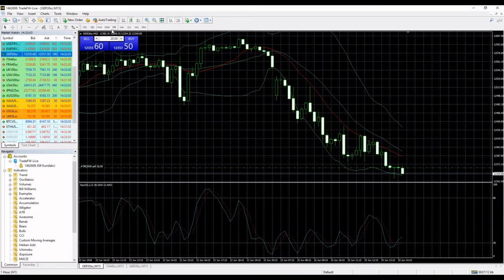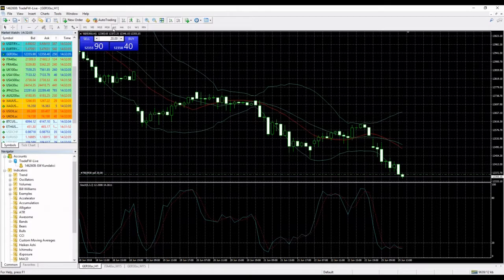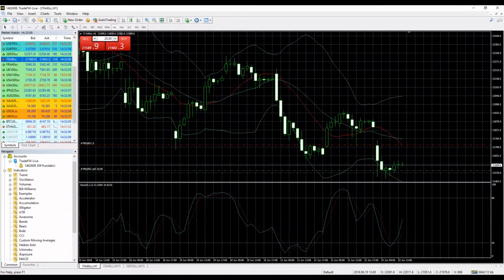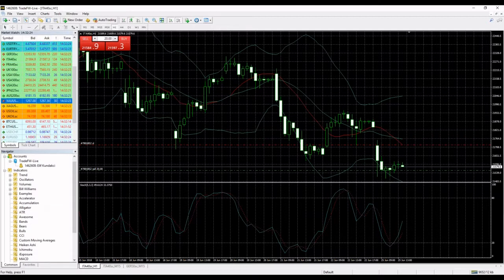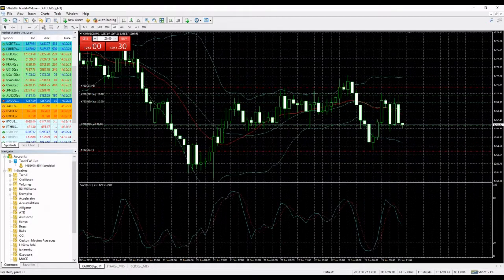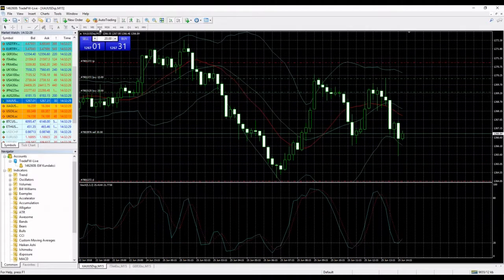Let's see here on Italy 40. What's going on in Italy 40? Italy 40 is not moving today. It's really not moving. We have a sell position on Italy 40, but nothing happens over there. Going back to gold. Come on, drop a bit more so we can close our position with some profits.